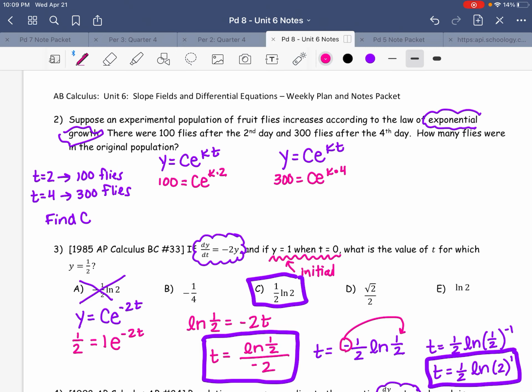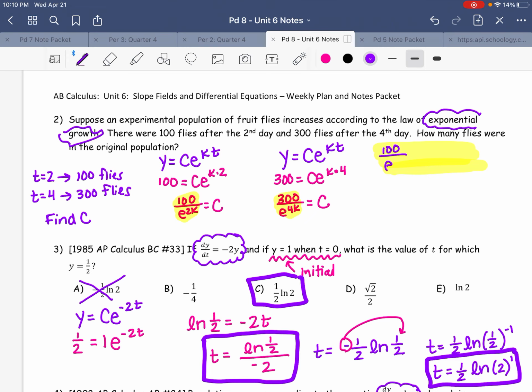What I can do is pair both of these equations up, and solve them for C. And then I can go back and figure out what C is. So if I take the equation on the left and solve it for C, it would be 100 over e to the 2k equals C. And over here on the right, it would be 300 over e to the 4k equals C. All right, one thing I notice is that both of these things are C. So what would happen if we set them equal to each other? If they're both C, then they should be equal to each other.